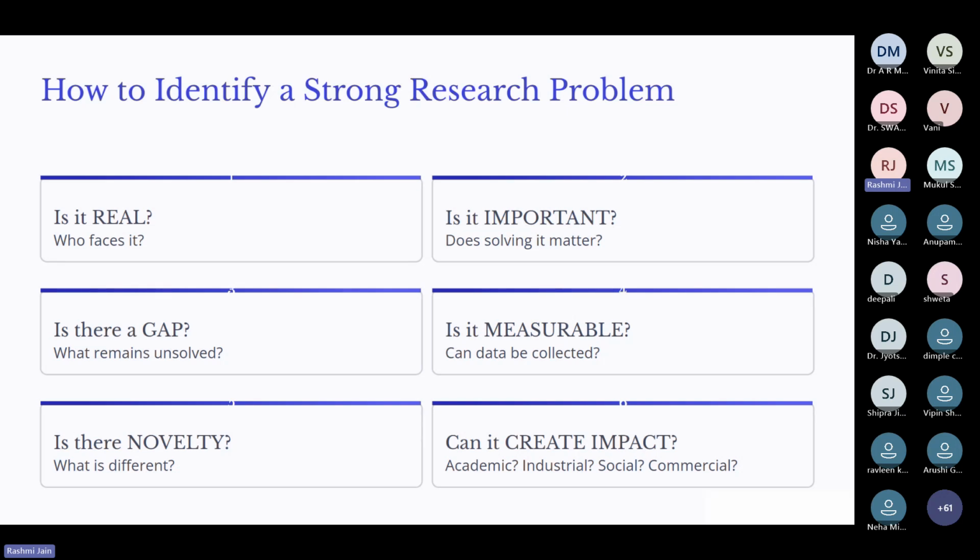Is there novelty? If you really want to go for the patents, it should be different and it has to be really, really novel. And finally, can it create impact academically, industrially, socially, or commercially? So while you are working on your research area, you should give a checklist around these 6 points. If you get check on at least 5 points out of these six, I think you should go ahead with your research study.